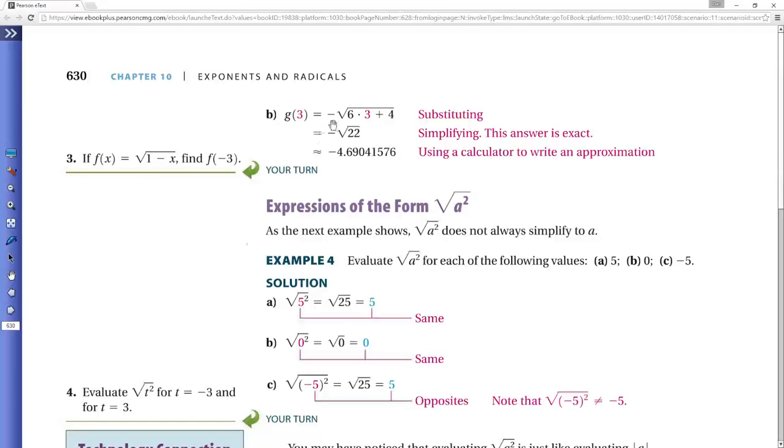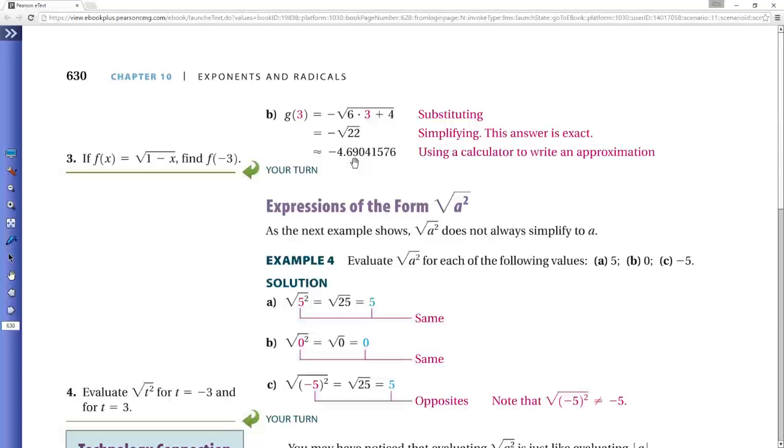The other example here, they got g of 3. In this case, it's a different expression they substituted in. And in this case, because there's not a perfect square root under this, we end up with a non-rational number. In other words, a number that we cannot express as a fraction of 2 integers. That's the definition of rational. So we're going to end up with an approximation here.